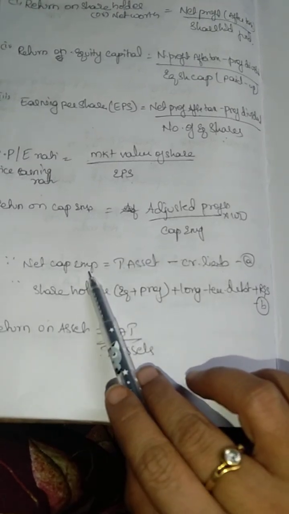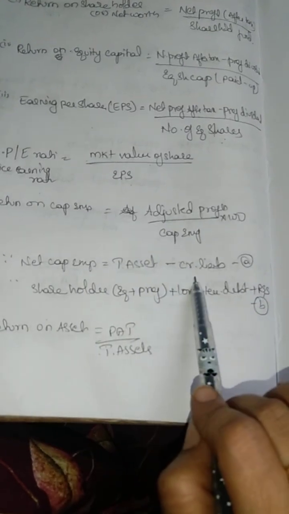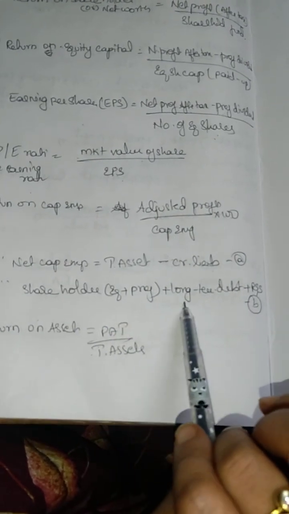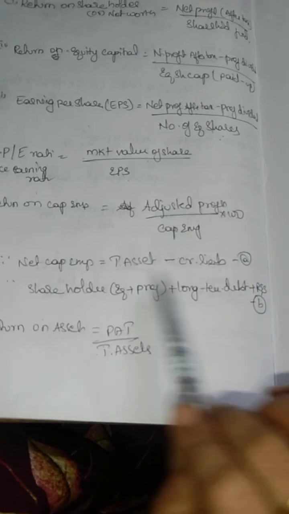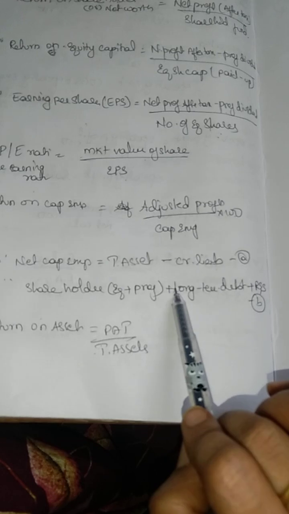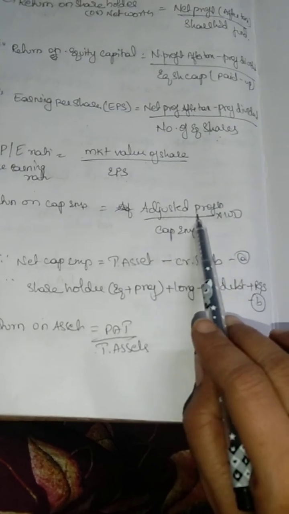We have two formulas for capital employed: total assets minus current liabilities, or else shareholders equity plus preference plus long term debt plus reserves and surplus all together. So whenever I have a long term debt, it can be profit before tax.